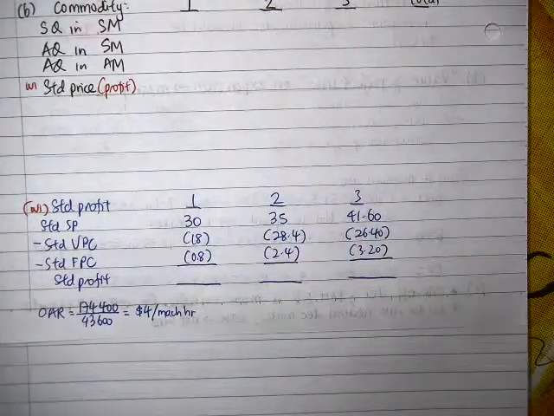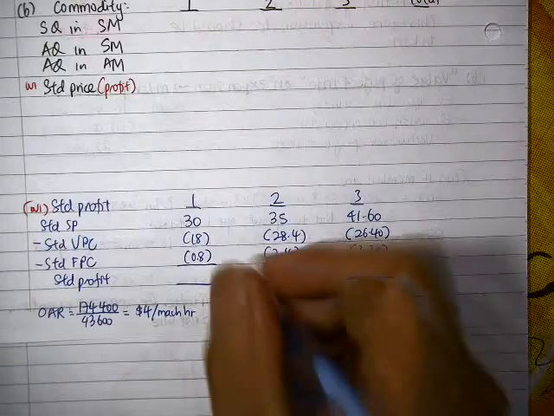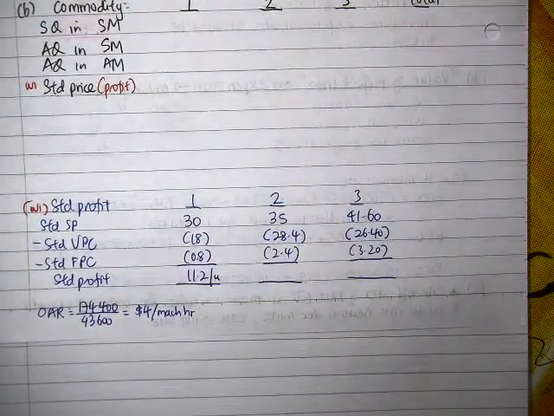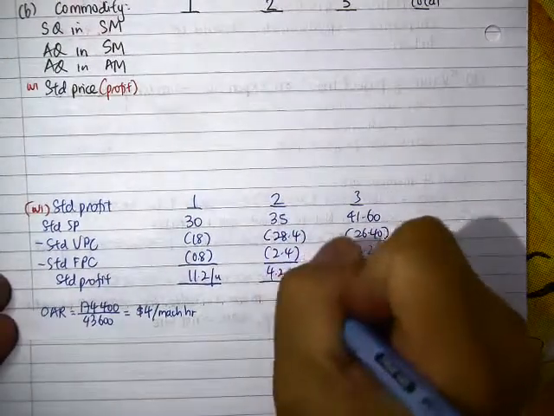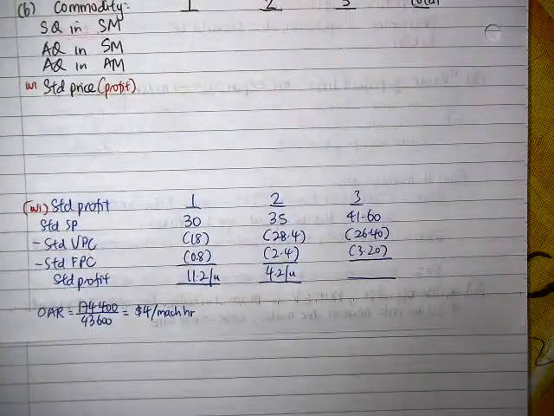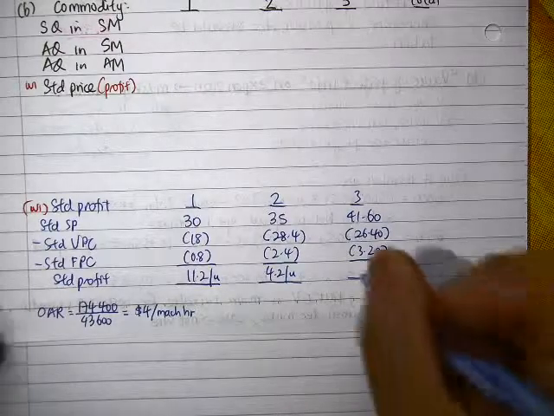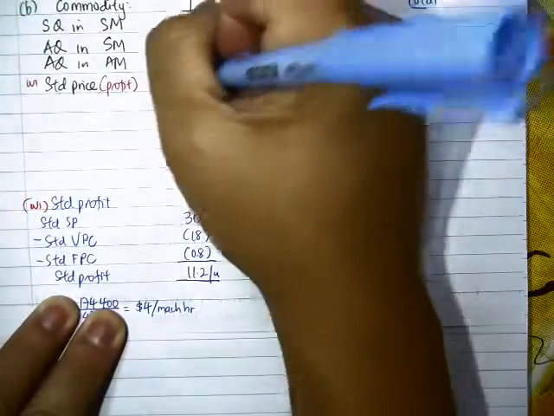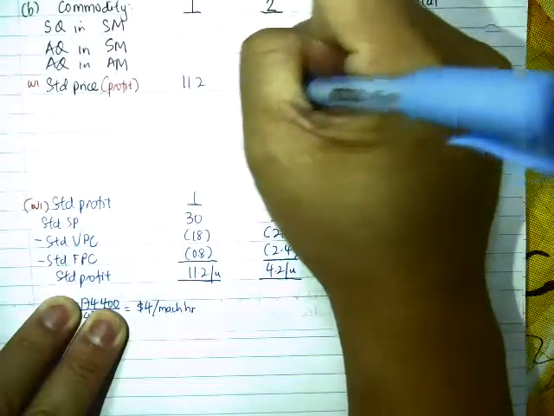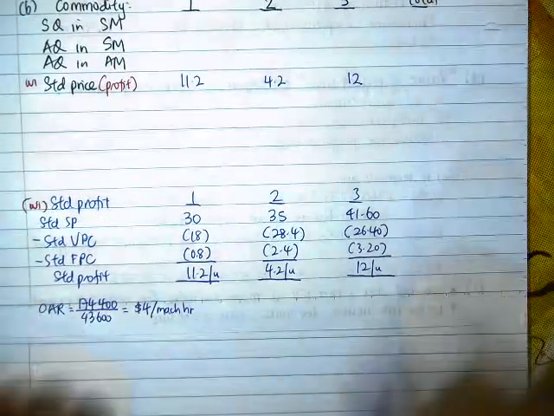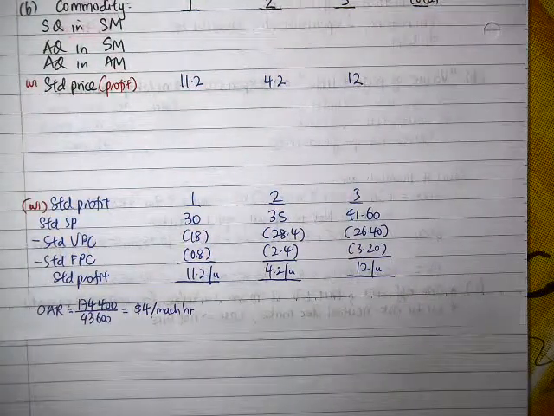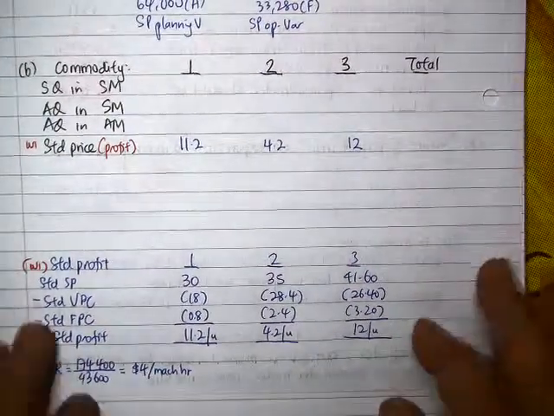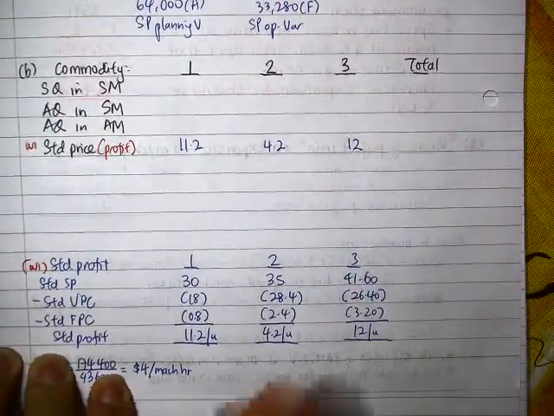So my profit will be 11.2 per unit, 4.2 per unit and 12 per unit. Now that goes up to 11.2, 4.2, 12. Okay? Right. The rest all very easy here.